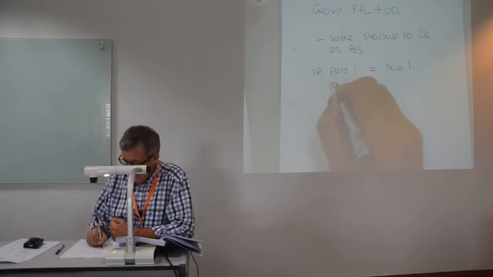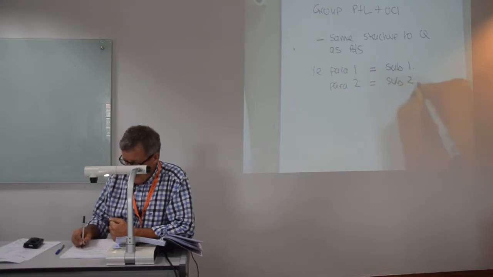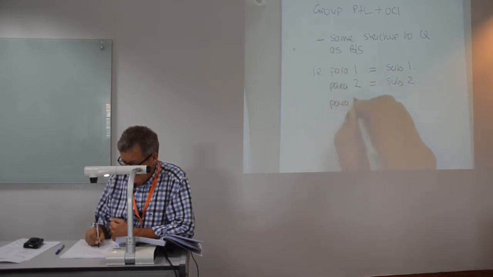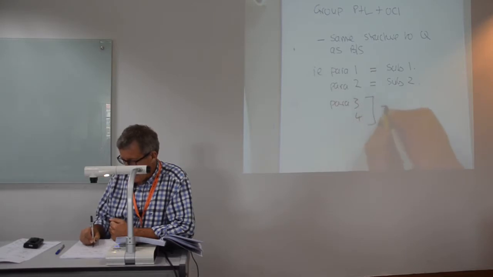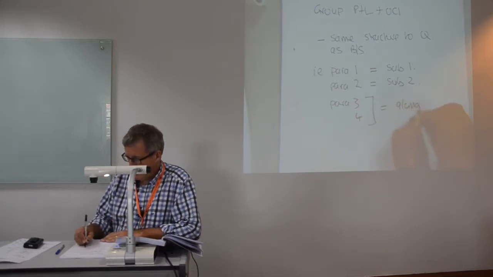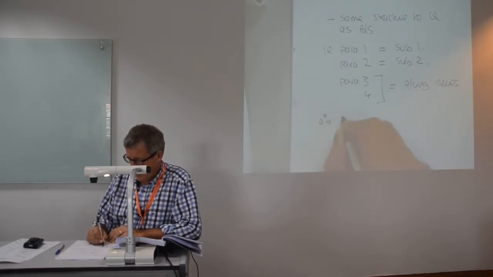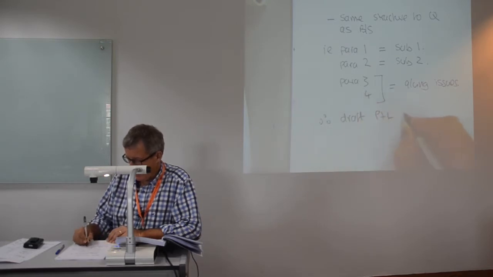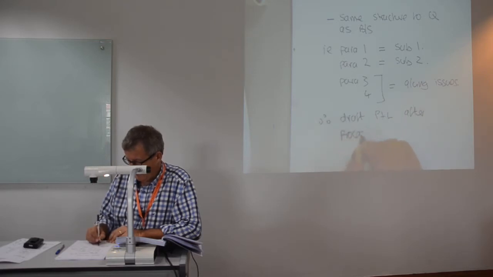In other words, paragraph 1 is the sub, then paragraph 3 and 4 are dealing with accounting issues. So therefore, draft the P&L after processing paragraph 1 and paragraph 2.